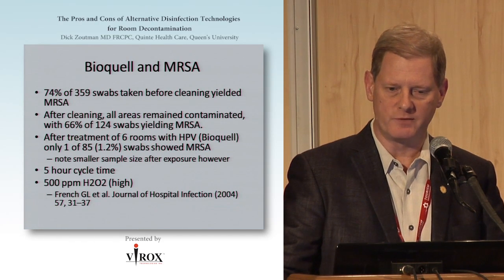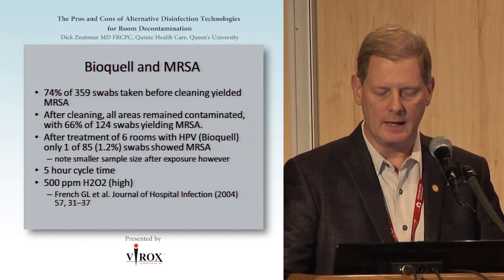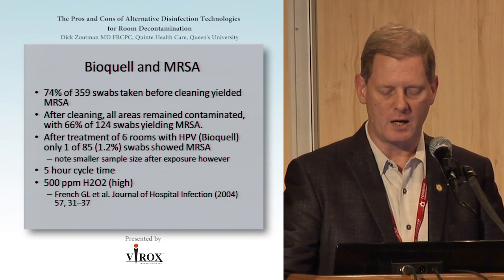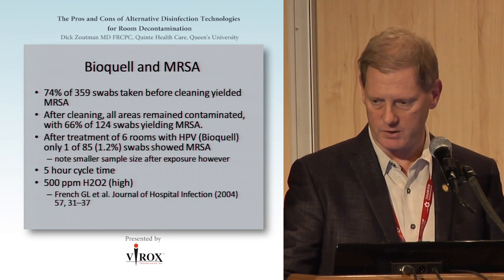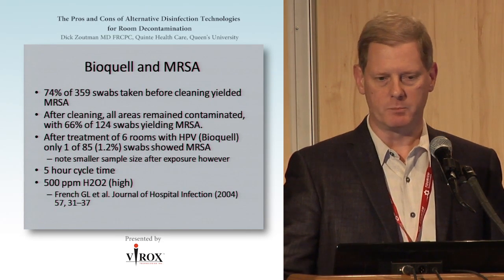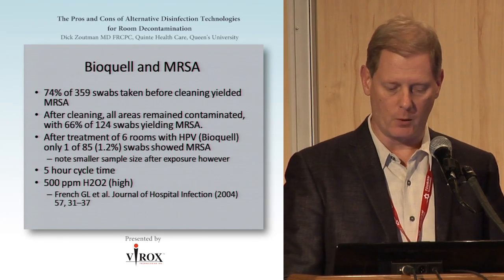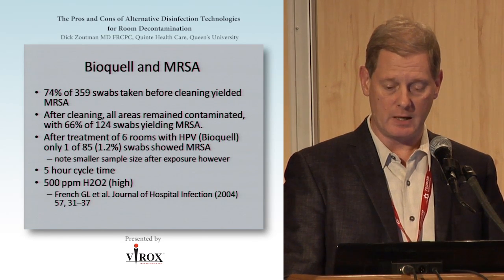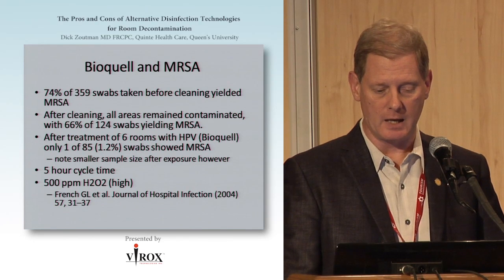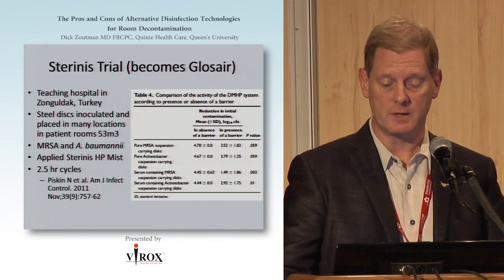Their cycle time was 5 hours, fairly lengthy. And just to note that it generates hydrogen peroxide in the range of 500 parts per million. Anything over 1 part per million would be toxic over 8 hours, according to EPA standards. But they got excellent results in eradicating MRSA, a very high level of MRSA.